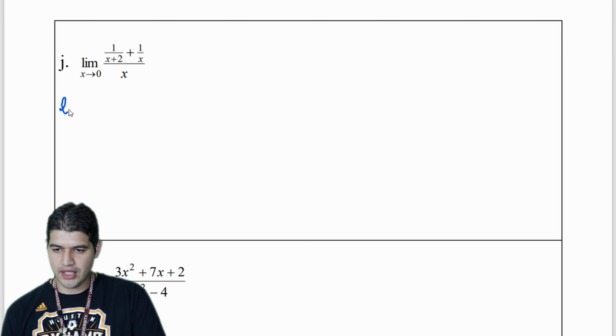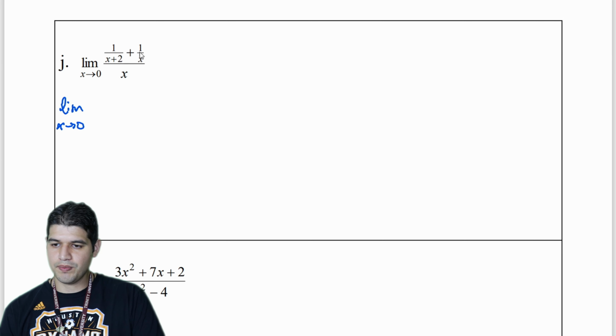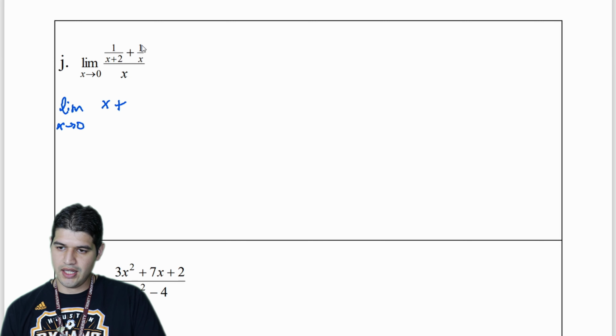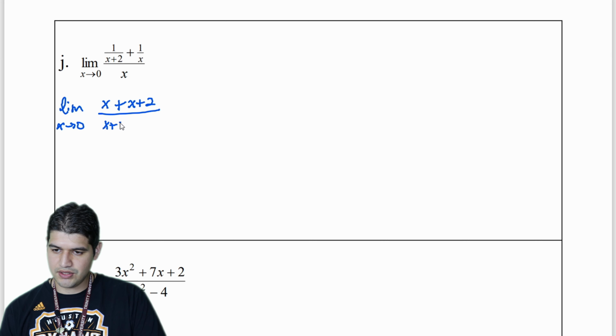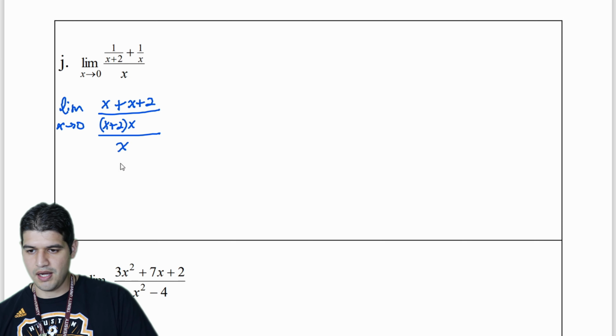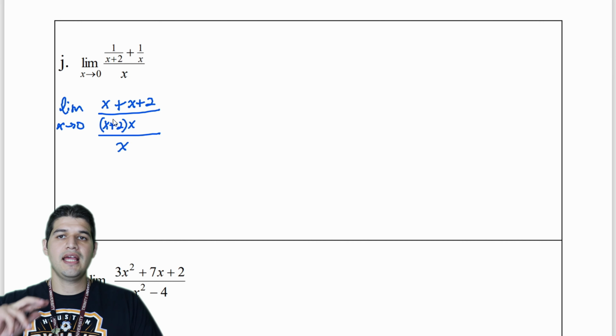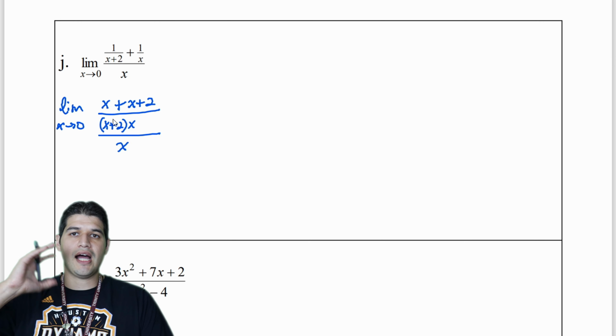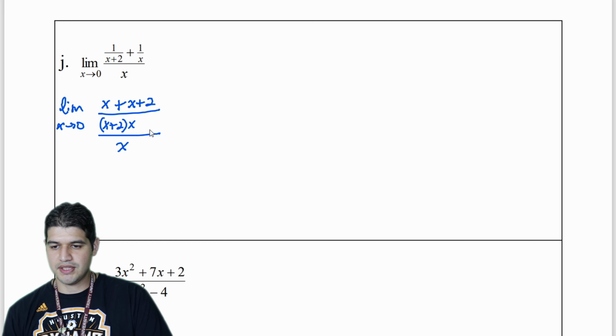Okay, so we want to combine these fractions that we have in the numerator. So let's go ahead and do that. So the limit as x approaches 0. In the numerator, 1 times x is going to get me x. And then 1 times x plus 2 is x plus 2. And now I have x plus 2 times x, all over x in the denominator.